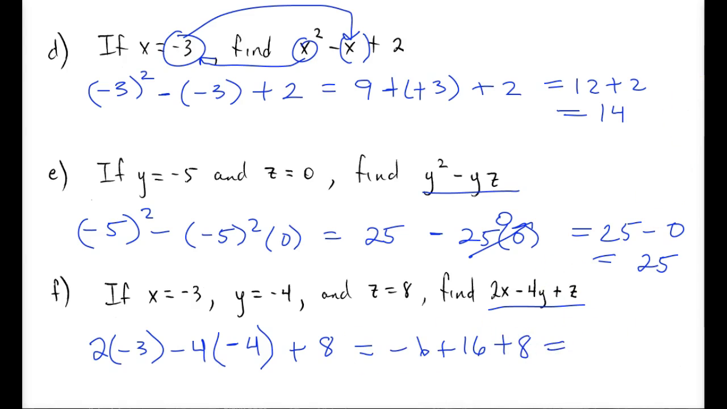And then from that point, we just go from left to right. So negative 6 plus 16 is a positive 10. And 10 plus 8 is 18. That's our final answer. So this concludes the lesson on evaluating algebraic expressions.